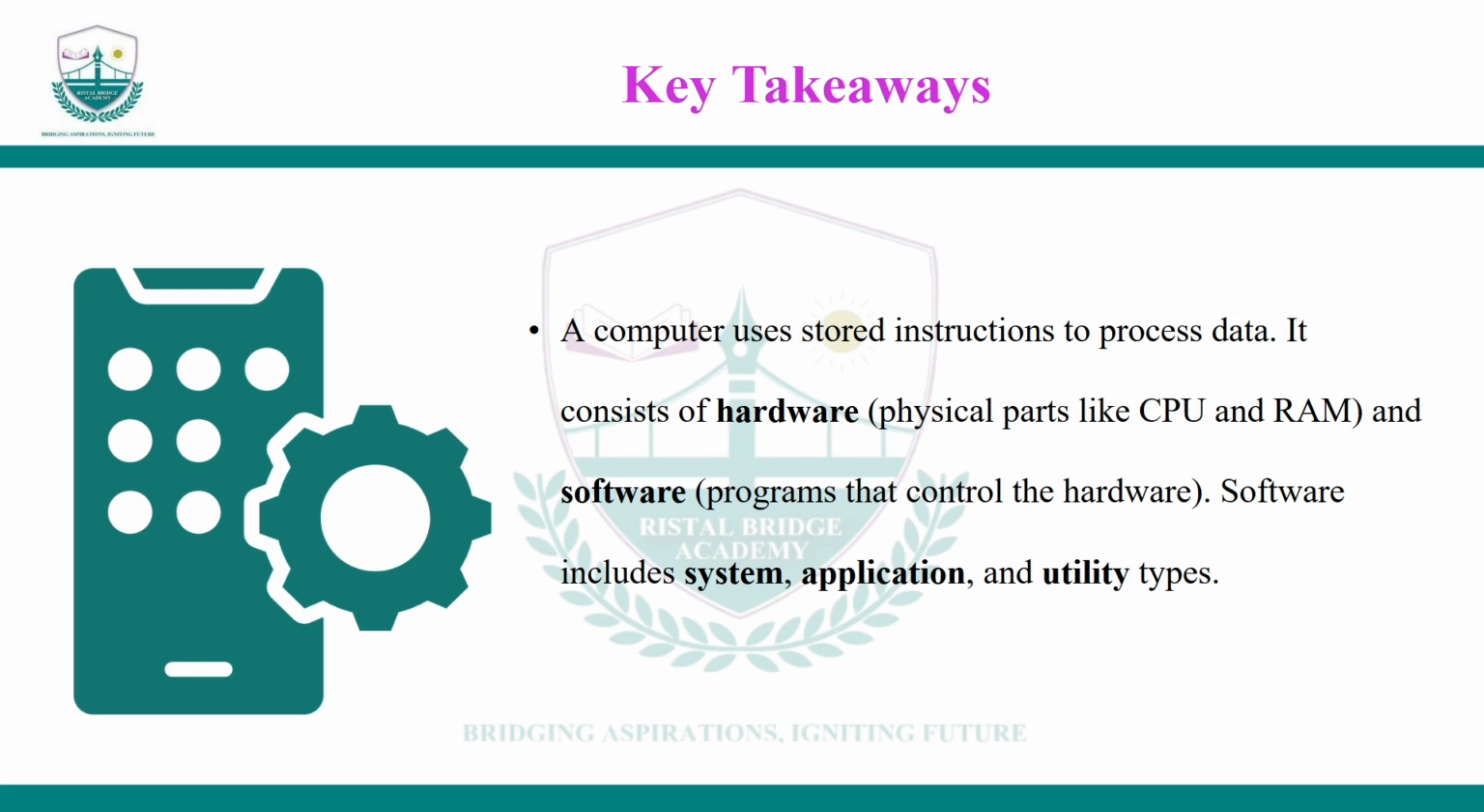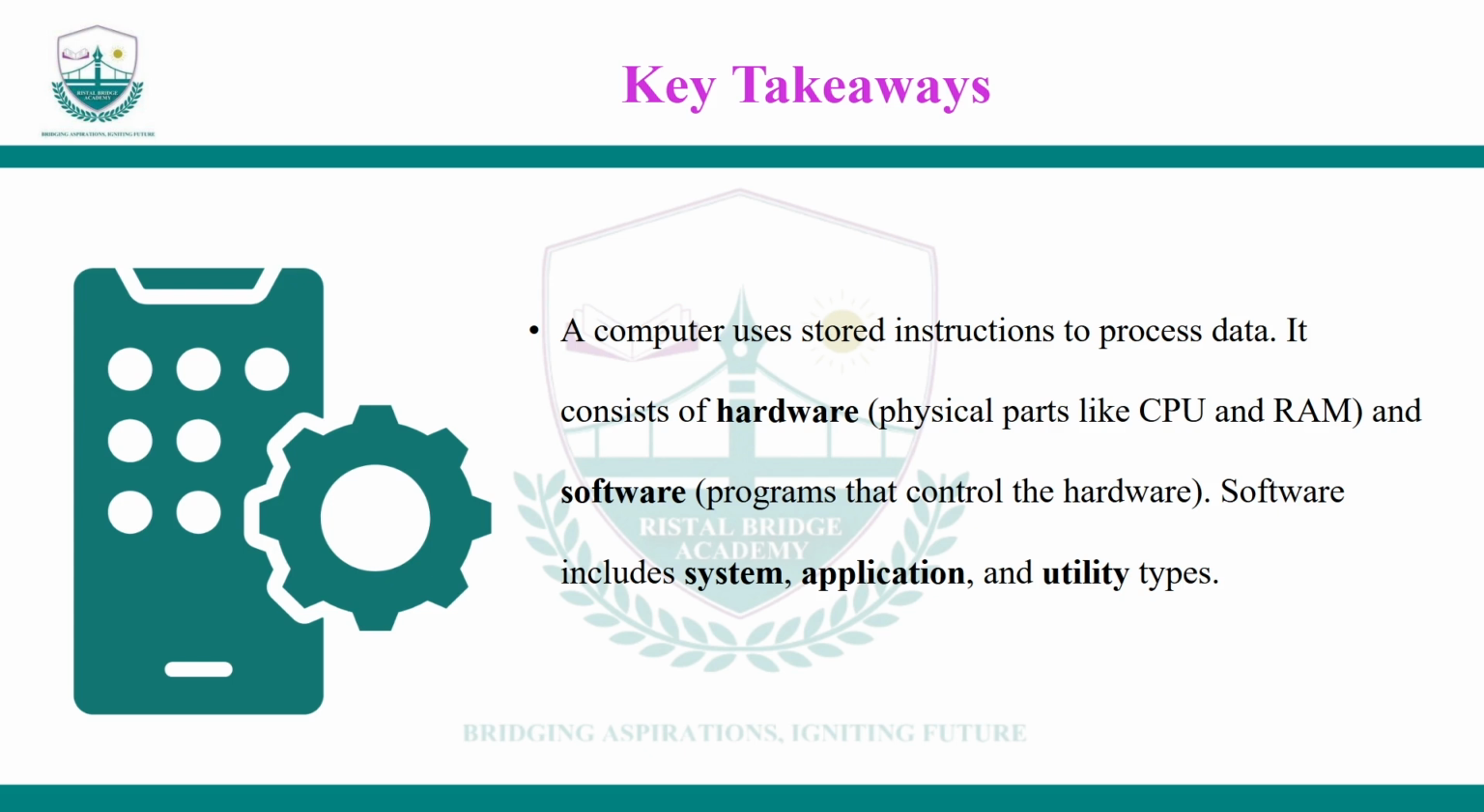It is made up of two main components: hardware, the physical parts of the computer, such as the CPU, central processing unit, RAM, random access memory, hard drives, and input output devices. And then we have the software, the digital instructions that control how the hardware functions.